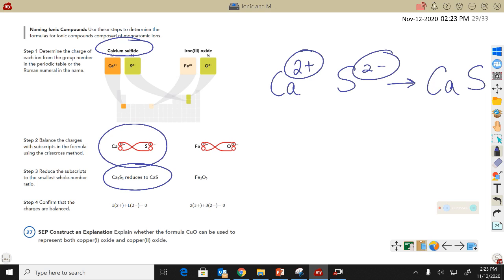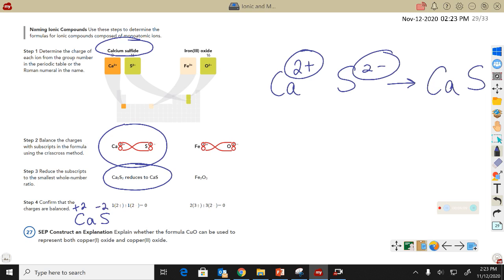And then finally, we would double check that it is neutral. Oh, and it is. Yeah, the plus 2, minus 2, that's neutral. When I look at my final formula, CaS, if I check the charges, plus 2, minus 2, yep, that should be neutral. That adds up to 0.